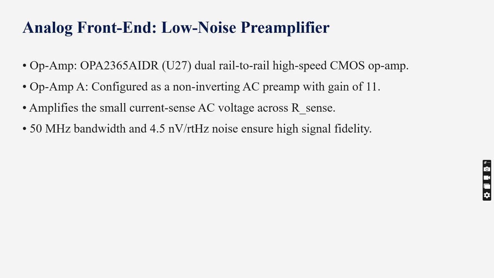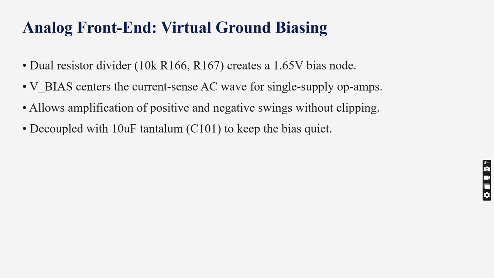The OPA2365's 50 megahertz gain bandwidth product and low noise floor of 4.5 nanovolts per root hertz ensure high signal at operating frequency.